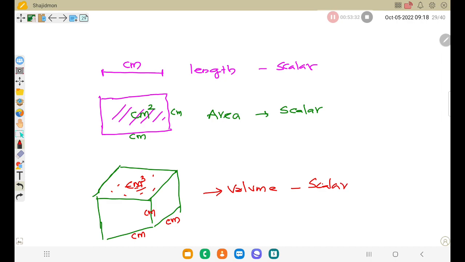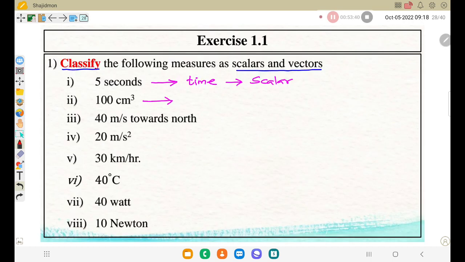So keep in your mind, centimeter or meter, whatever the unit. Length, area: square means area. Cube means volume. So we can go to this one: 100 centimeter cube. Cube means volume, and volume is a scalar quantity. Now 40 meter per second towards north. When we tell speed with the direction, we call it velocity. Here 40 meter per second is the speed, and towards north is the direction. So it is velocity, and velocity is a vector quantity.